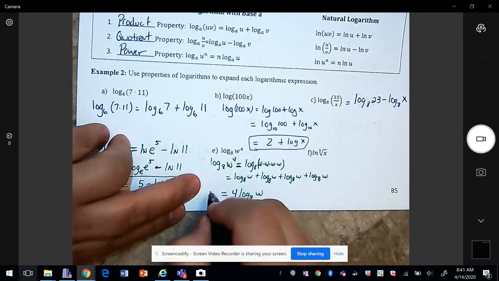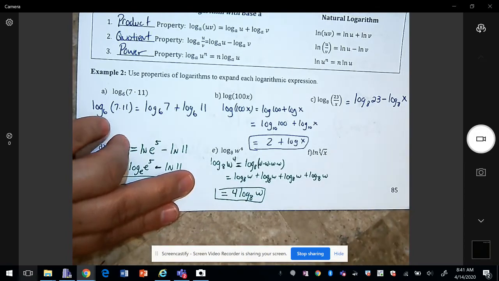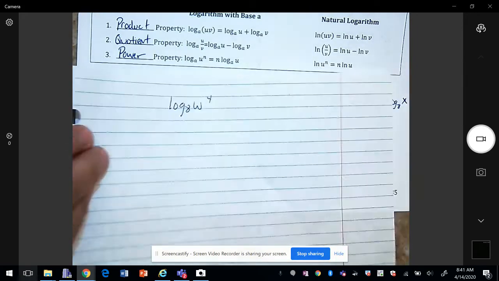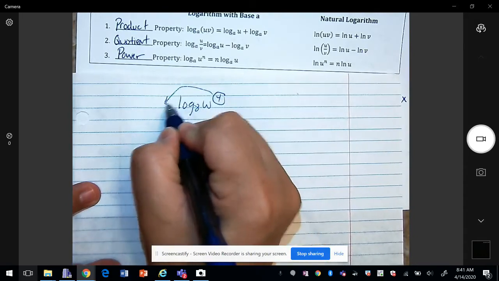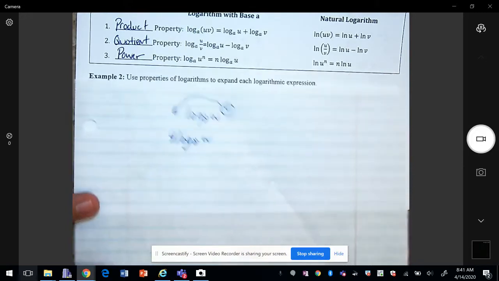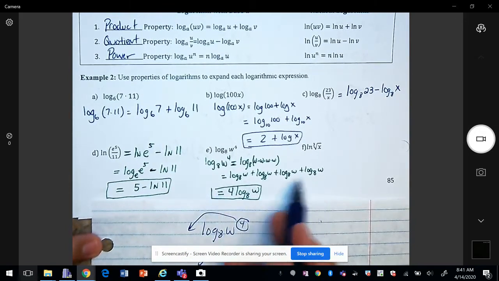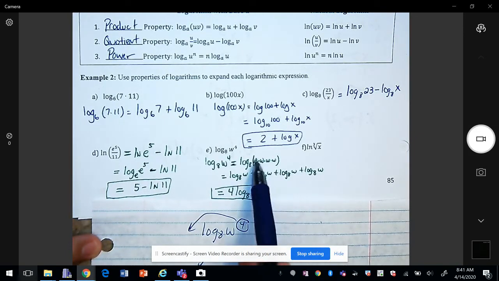So that's if we don't use the power rule. However, the power rule allows us to look at something like this. Let me just rewrite it. And the power rule tells us that the exponent we're going to bring to the front. So we're left with 4 log 8 of w, which is the same answer that we got here. So to save time, we can just use the power rule instead of rewriting this into a multiplication and then separating it to addition.